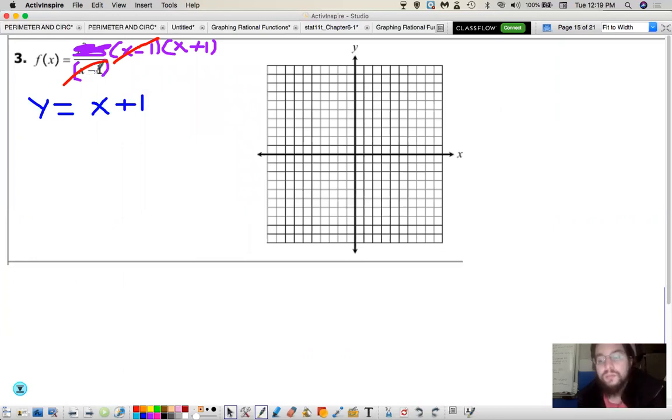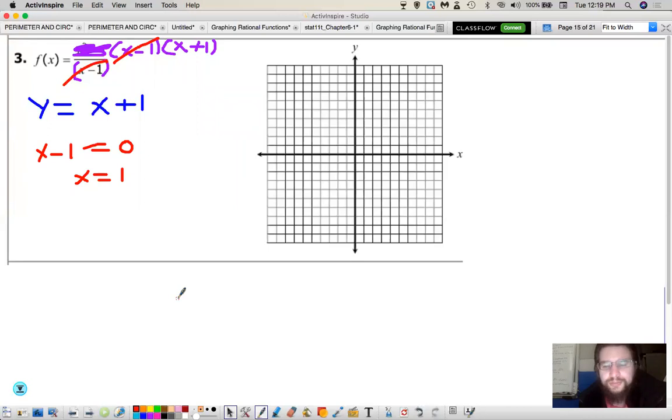X minus 1. Canceled. So let's see what... Oh, this is complicated. Let me write it down. X minus 1. What makes that equal 0? I don't know. 42. Oh, no, that's just the answer to everything. X equals 1, right?